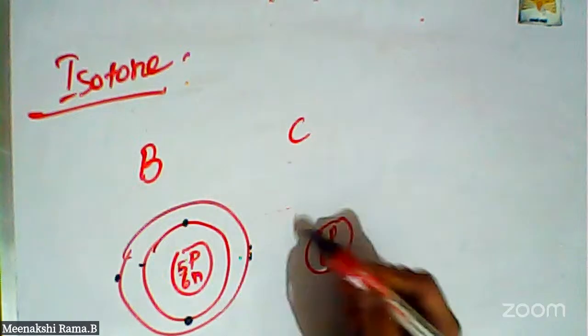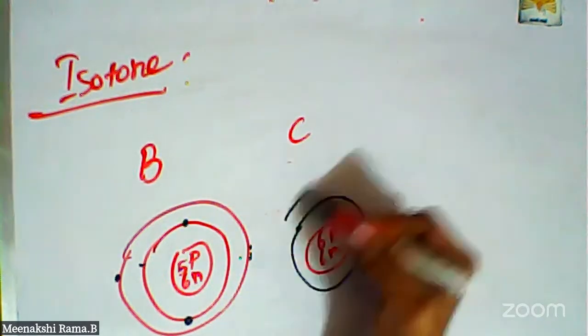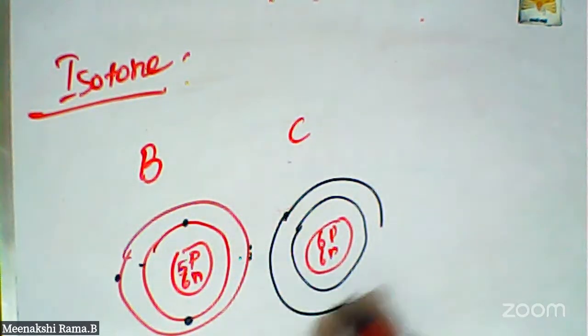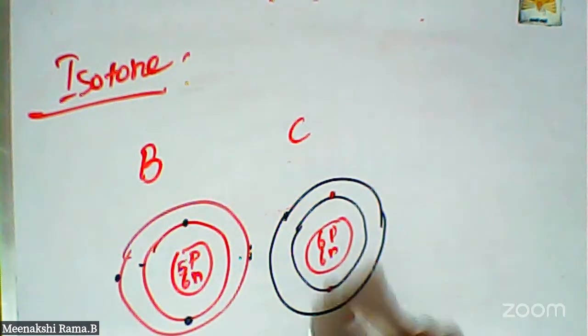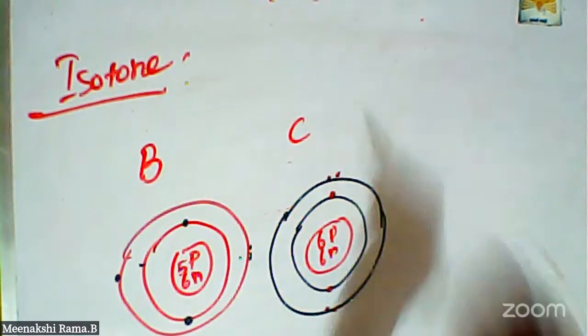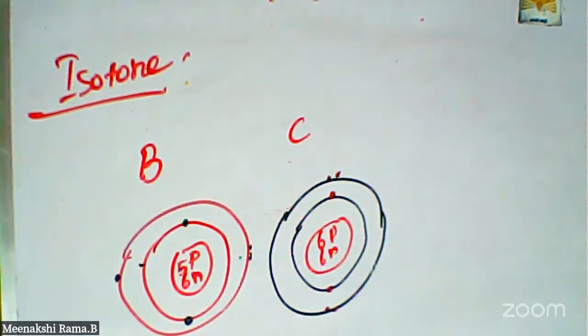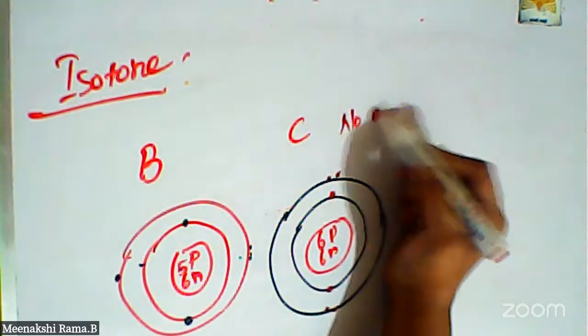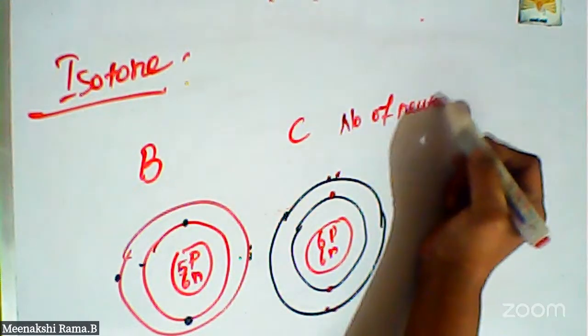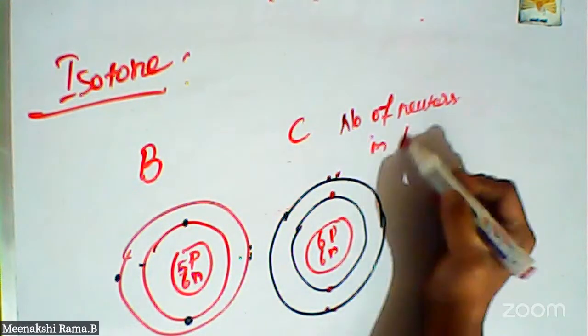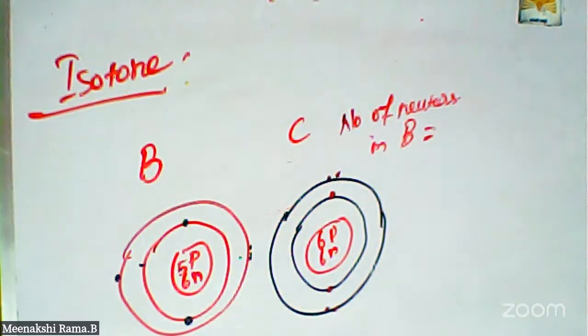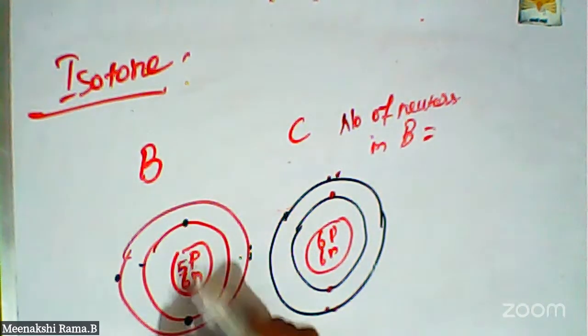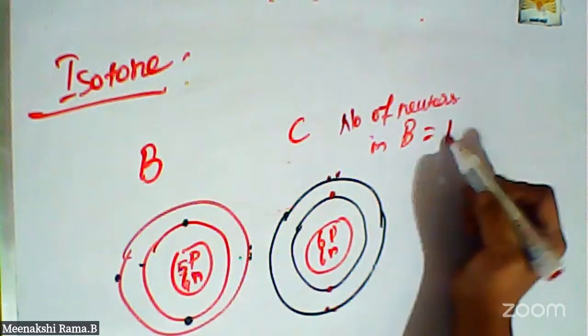And here the first shell contains 2 electrons, and then the second shell contains 4 electrons. So in this pair of elements, the number of neutrons in boron, that is 11, 6 plus 5, so 11.